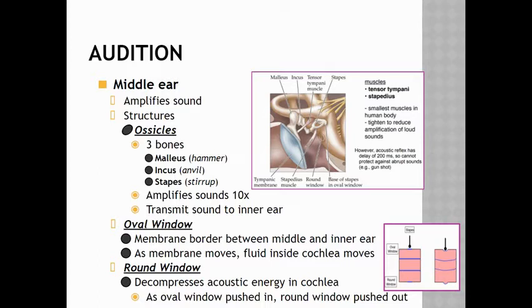The oval window is the border between the middle and the inner ear. So this is what the ossicles basically bump up against. And as the membrane of the oval window moves, the fluid inside the cochlea moves. And then there's also the round window. The round window decompresses acoustic energy in the cochlea. And as the oval window is pushed in, the round window is pushed out.